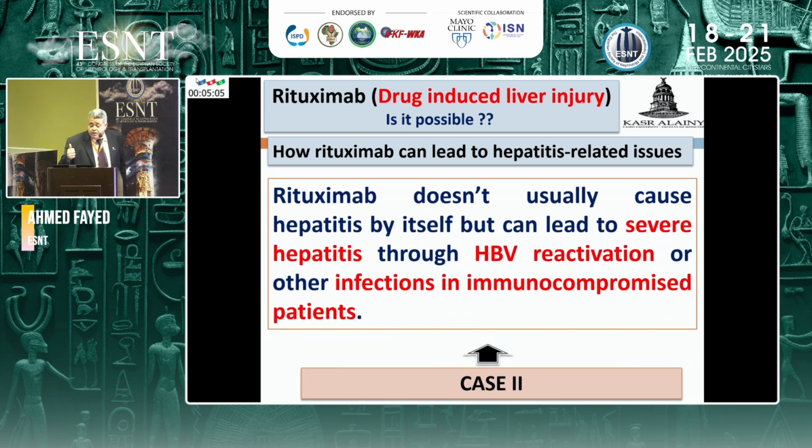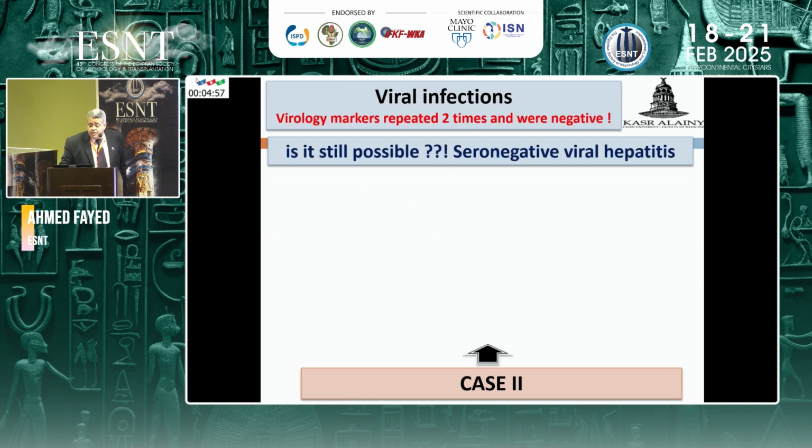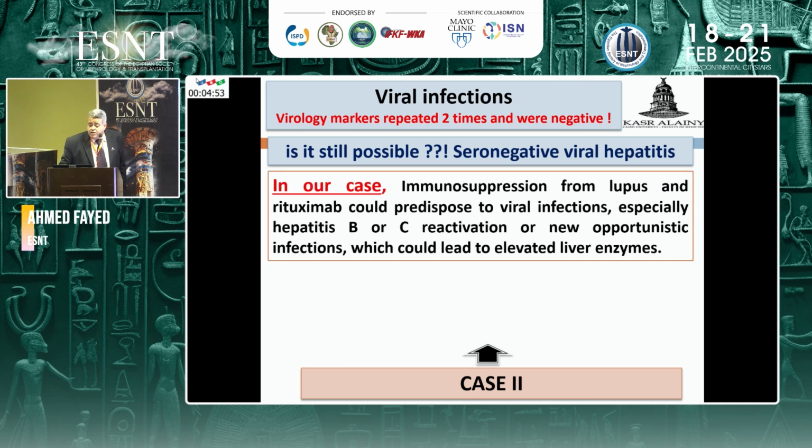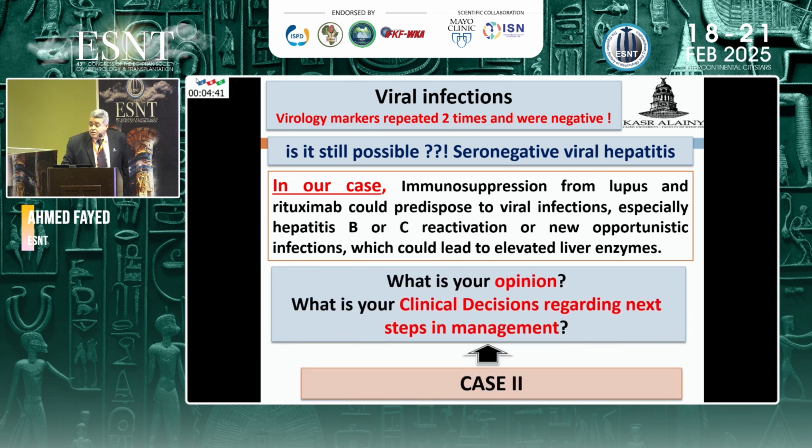Rituximab can cause mainly severe hepatitis through hepatitis B virus activation if it is not tested before, or other infection in the immunocompromised patient, and the viral infection, even with the negative virology, until we repeated it 2 times. In our case, the immunosuppression from the lupus and the rituximab could lead to viral infection, especially hepatitis B and hepatitis C, which leads to elevated liver enzyme. What will you do now?